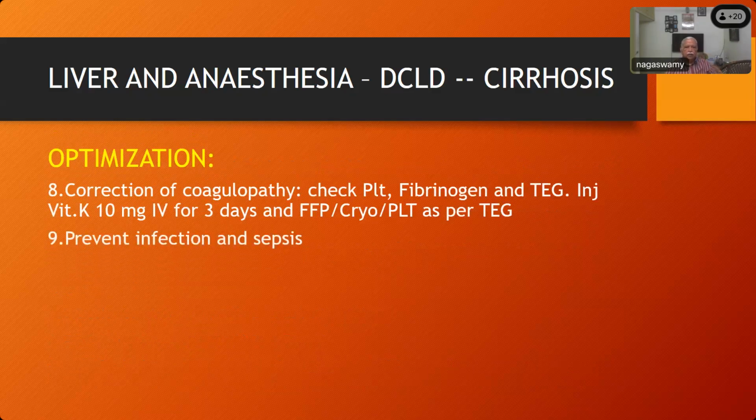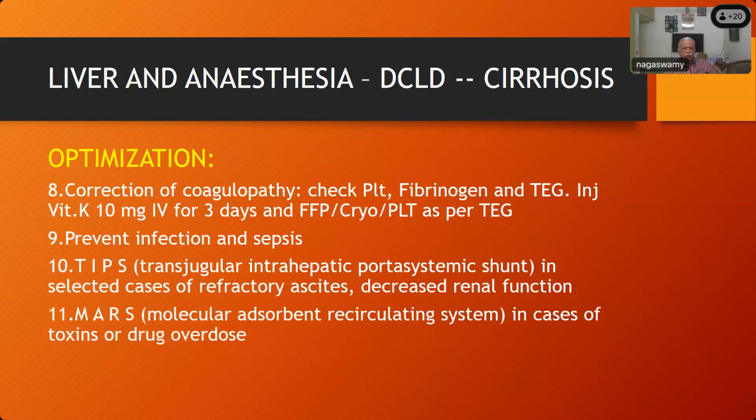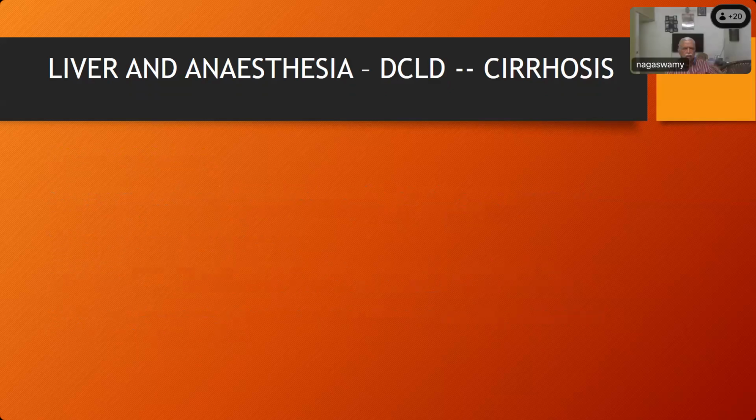And correct the coagulopathy with platelets, fibrinogen or TEG, that is thromboelastograph, and inject vitamin K 10 milligram IV for 3 days. You must keep all the blood components ready depending upon the TEG value, and prevent infection and sepsis. Transjugular intrahepatic portosystemic shunt is used in selected cases of refractory ascites and decreased renal function. So TIPS is only for these two indications, refractory ascites or gradually declining renal function. And MARS is another one. This is called liver dialysis, where you can remove the toxins or drug overdose.